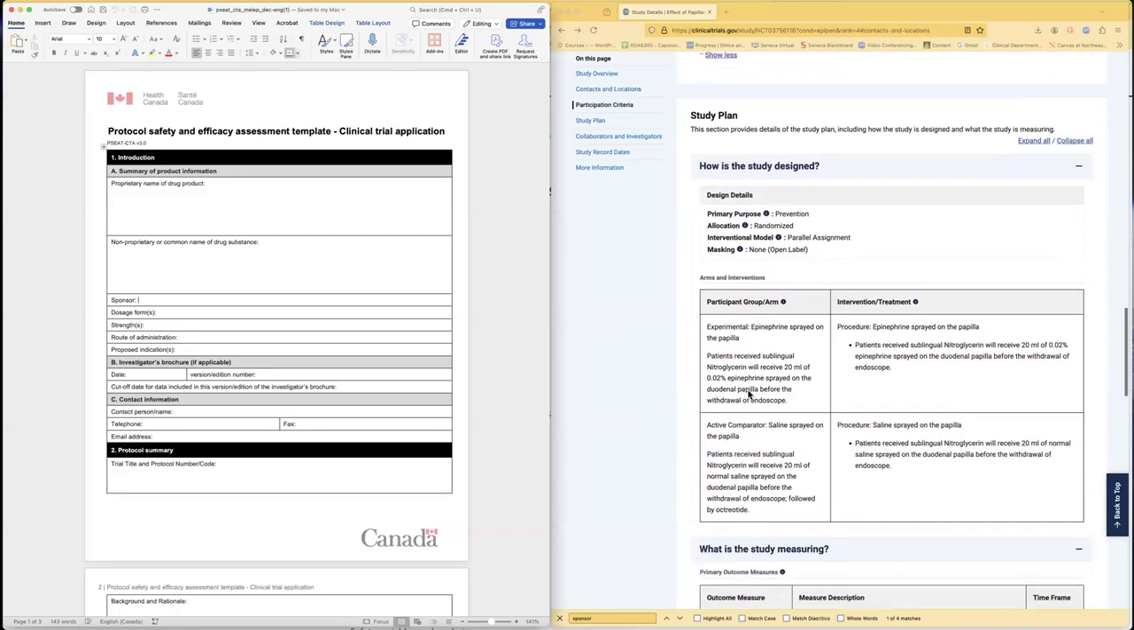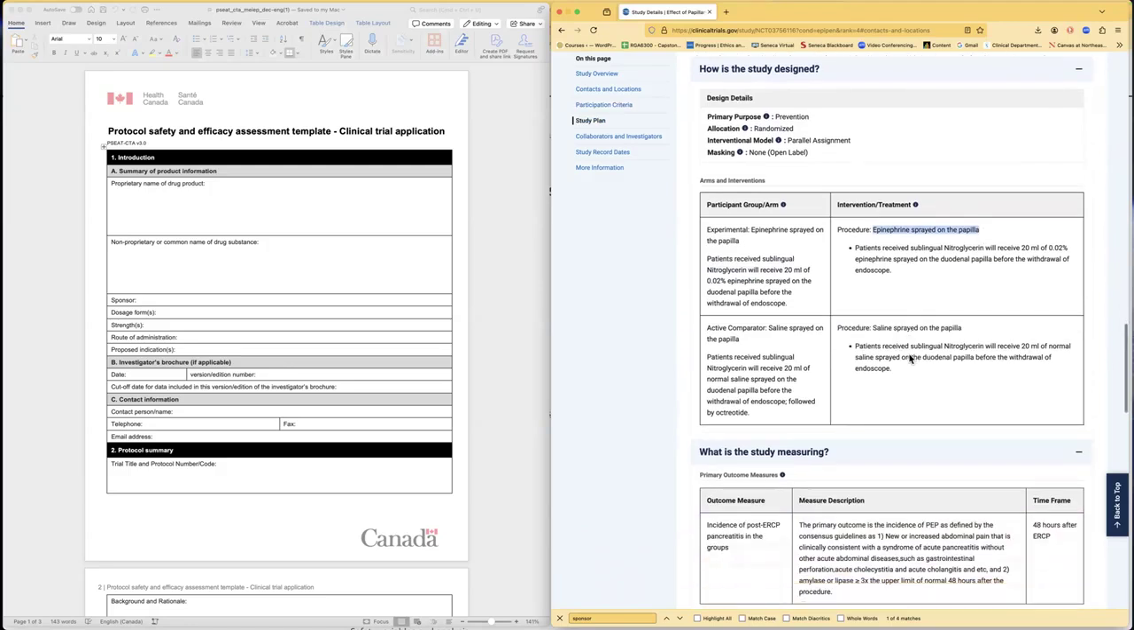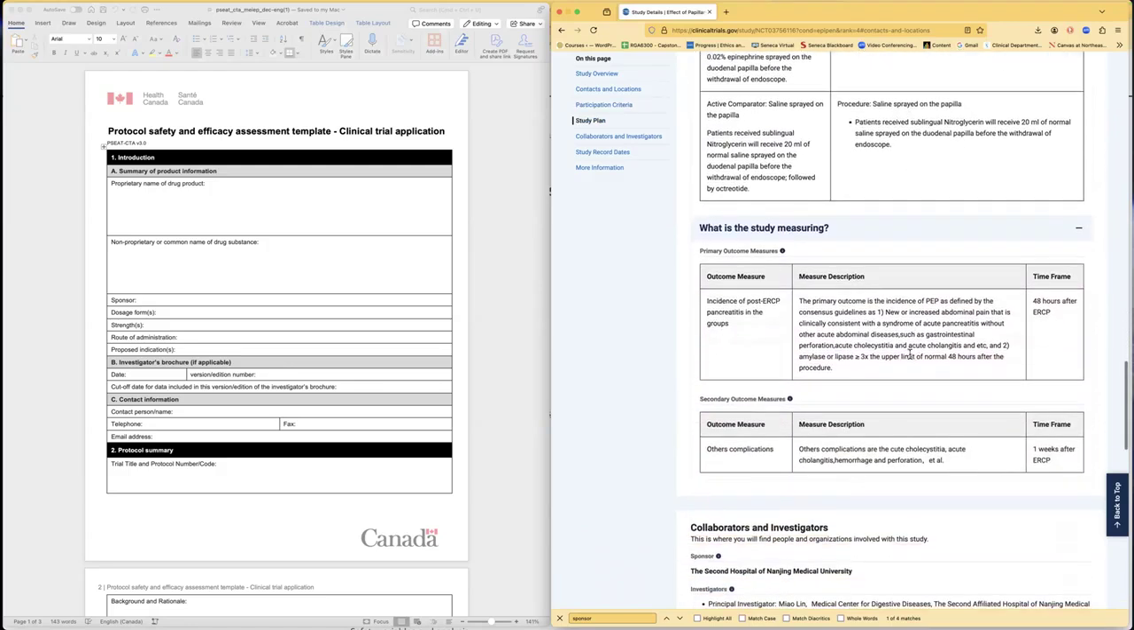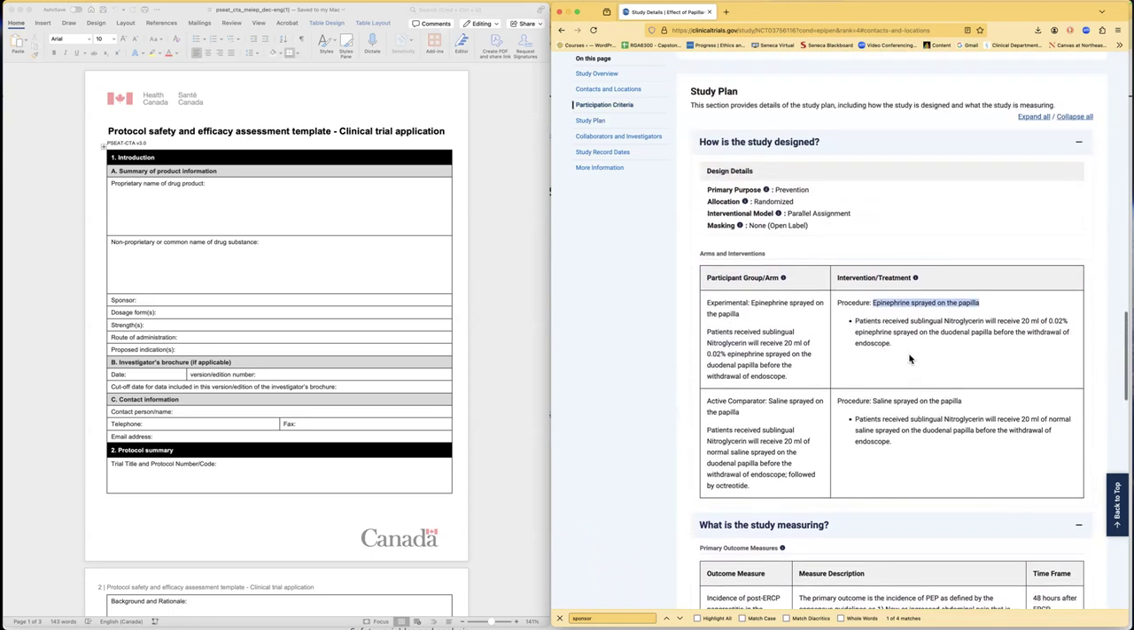So here, for example, I can see the dosage. Patients receive sublingual nitroglycerin, and then they are going to use the epinephrine spray on the papilla. So we can also find out the dosage form. If not, you can always find the information on the product monograph or on the product label.